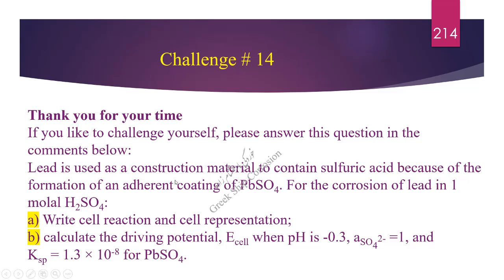Lead is used as a construction material to contain sulfuric acid because of the formation of an adherent coating of lead sulfate. For the corrosion of lead in 1 molar sulfuric acid: A. Write the cell reaction and cell representation. B. Calculate the driving potential Ecell when pH is negative 0.3, sulfate activity is equal to 1, and the solubility product constant for lead sulfate equals 1.3 times 10 to the negative 8.